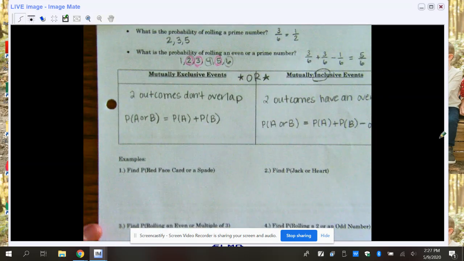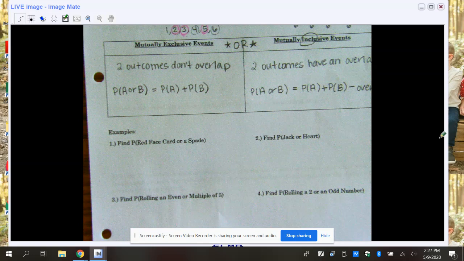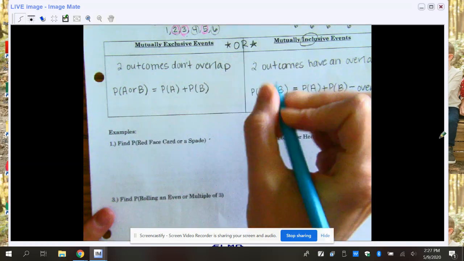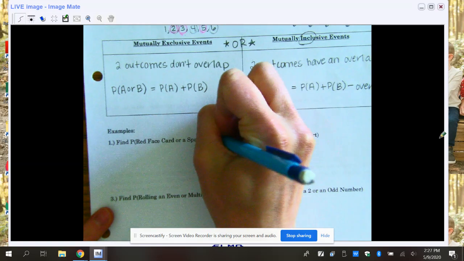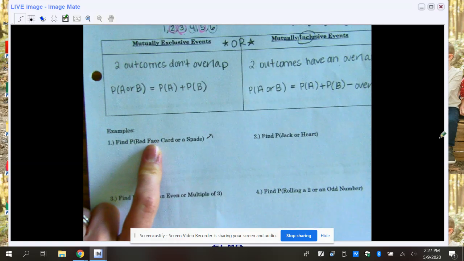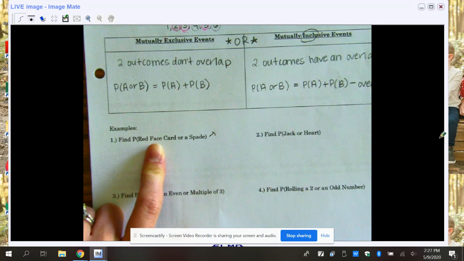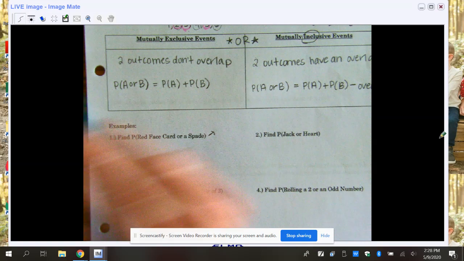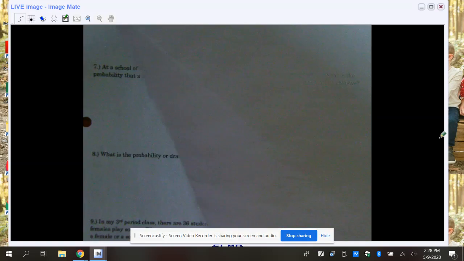Okay, and so when we look at these examples here, if I have a deck of cards, I want to know the probability that I pick a red face card or a spade. All right, and so if I think about whether these are inclusive or exclusive, well, if you know anything about cards, which I will post like a graphic with a deck of cards, so if you need it while you're working on either your quiz or your homework, you have that there. There are 52 cards in a deck.